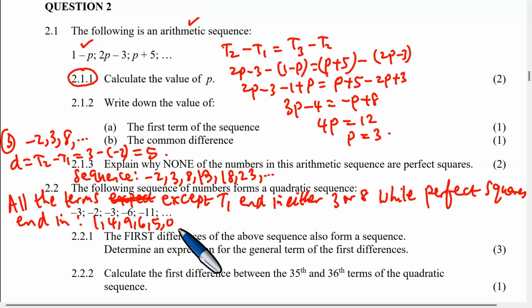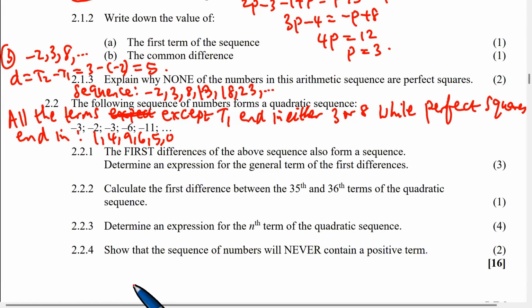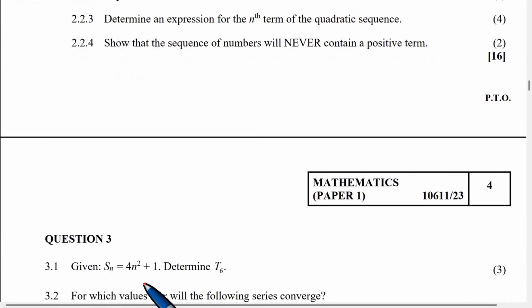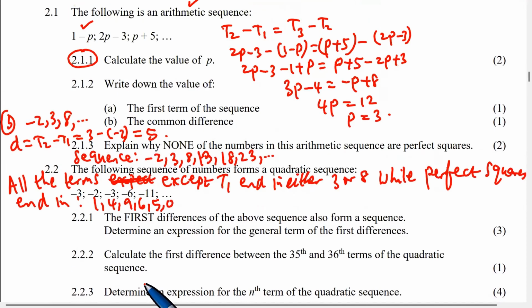So with that said, we make the observation that obviously perfect squares like 100, like 25, like 36, and so on. So that is actually the reason, and that is the answer to question 2.1.3. And then now we'll continue to solve 2.1, 2.2.1, 2.2.2, 2.2.3, and 2.2.4, and then move to question 3. Let's just move quickly enough.